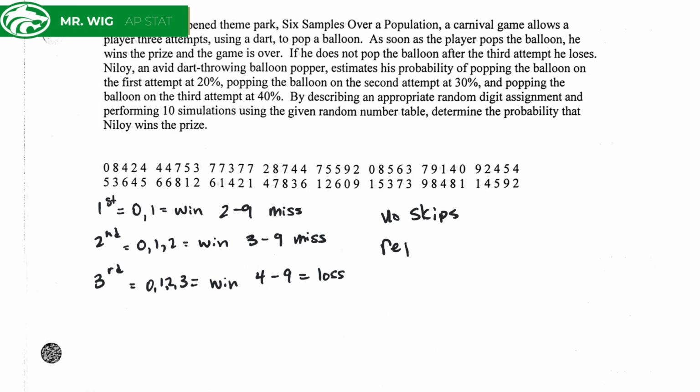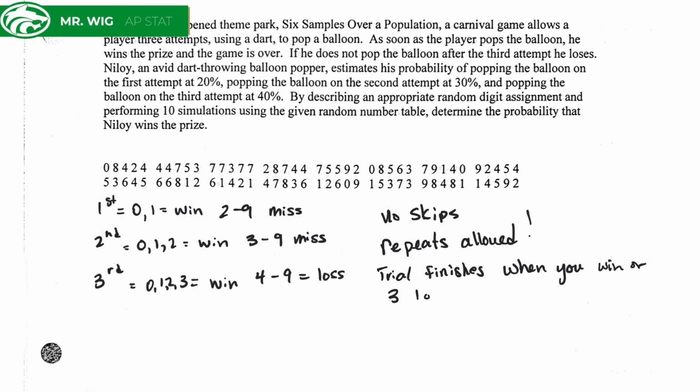Are repeats allowed? Repeats are allowed because I can miss it twice. If I pop it once, I don't need to worry about that because that would end my trial. So winning it would only occur one time. But in a scenario, I can definitely have numbers repeat themselves, and that would be okay. When is the trial finished? When you either win or lose. The trial finishes when you win or 3 losses happen. Game over, and you would record that.